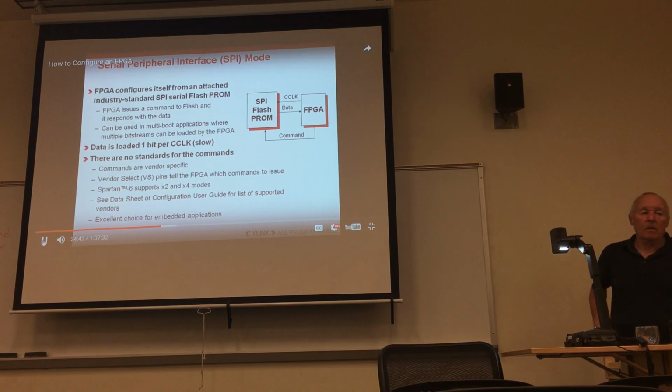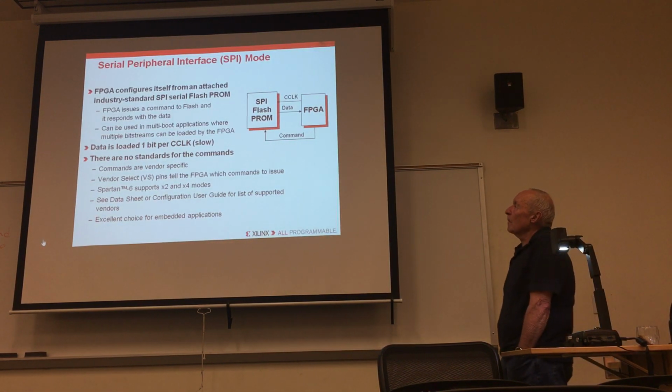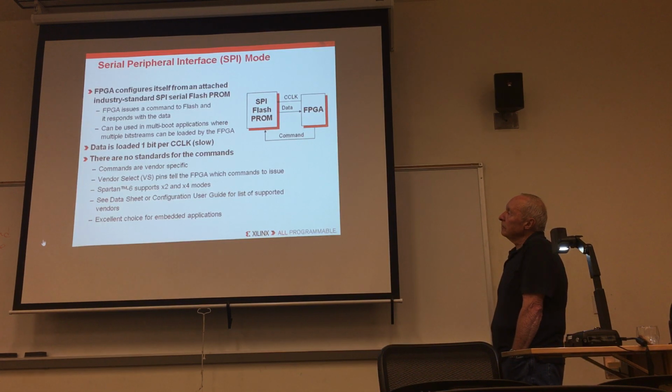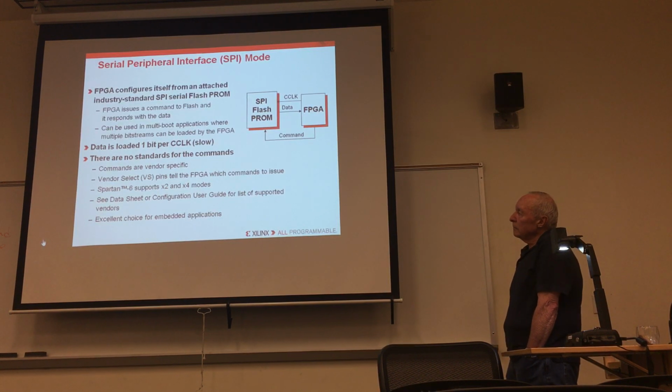Serial Peripheral Interface or SPI configuration mode is supported for Virtex 5, Virtex 6, Spartan 3E, and Spartan 6 FPGAs. This configuration mode allows the FPGA to configure itself from an industry standard SPI flash PROM without construction of your own control logic. The FPGA generates a clock signal and drives a command to the PROM. The PROM then responds with the appropriate data. This mode also supports multi-boot applications where additional bit streams can be loaded by the FPGA on command. This data is loaded serially and thus is not a fast configuration scheme.